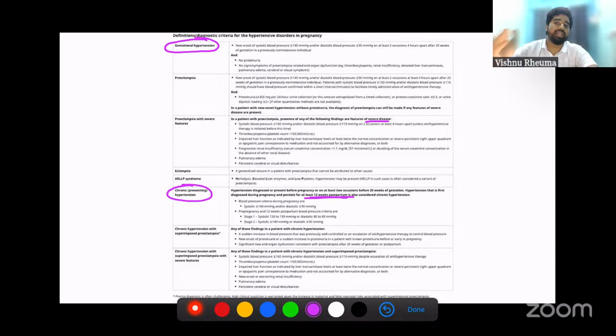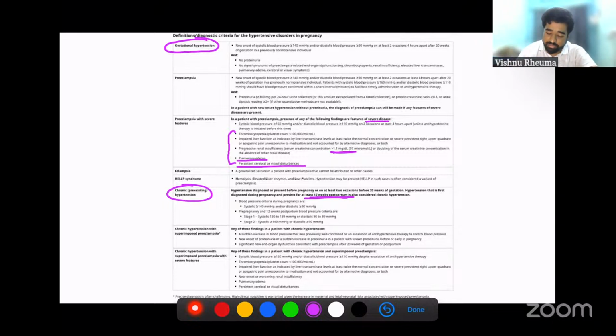But now the new update is that if there is hypertension and there is any severe feature, for example, thrombocytopenia or impaired transaminitis, more than two times the upper limit of normal, progressive renal insufficiency with creatinine increased by either twice or more than 1.1 mg per dl, pulmonary edema, persistent cerebral or visual disturbances, all of these are called severe features. So severe features plus hypertension is called preeclampsia.